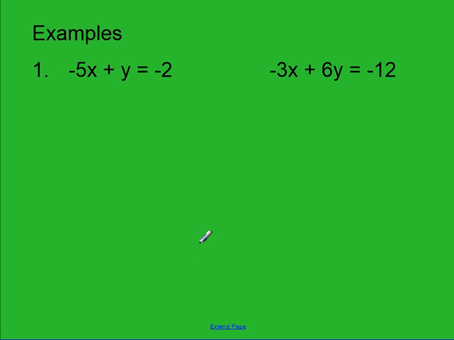So let's look at an example here. And as we work through this, remember, it's a little tough. Hang with me. You will figure it out. We have two equations here, negative 5x plus y equals negative 2, and negative 3x plus 6y equals negative 12. This is how you'll frequently see linear functions when you're solving a system. You'll see them written in standard form. You may remember standard form is when both variables are on the same side of the equal sign.